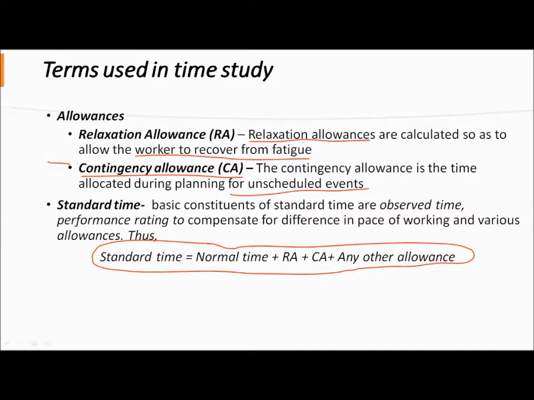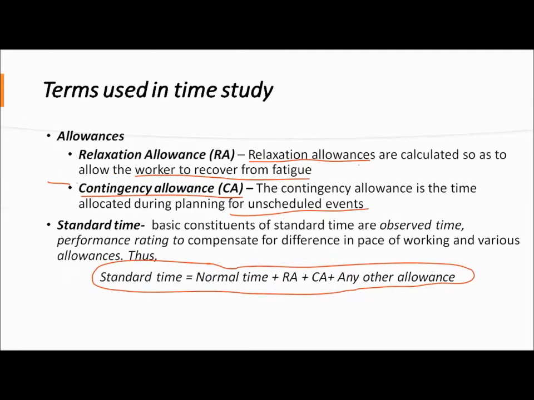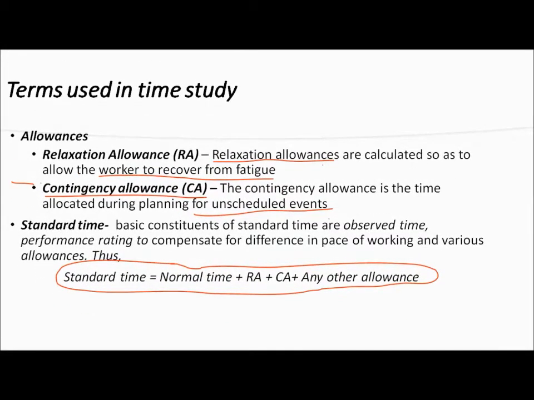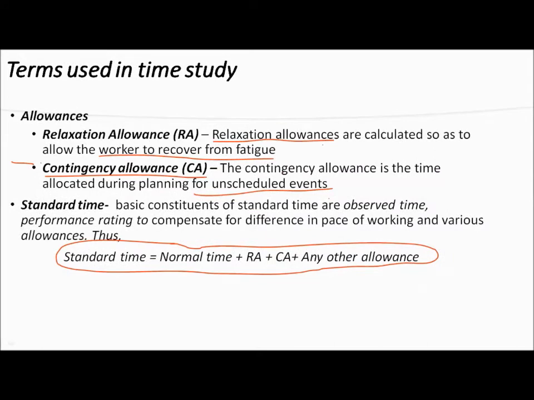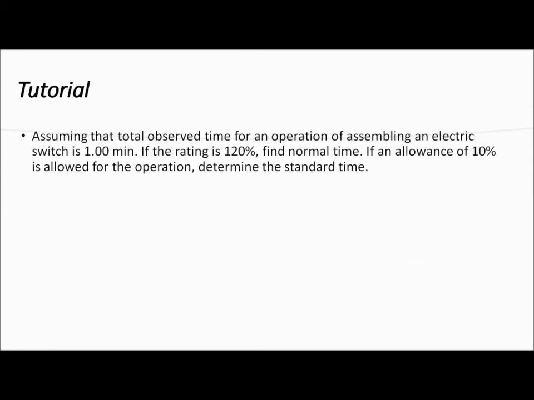And then you come to the allowances. Allowances are the extra time which is given so that the work is completed without fail. So allowances are of two types: relaxation allowance and contingency allowance. Now, standard time is the sum of all these times which we already saw, that is the normal time, the relaxation allowance time, the contingency and any other allowance which are available. Now we'll do a problem so that the idea is very clear.